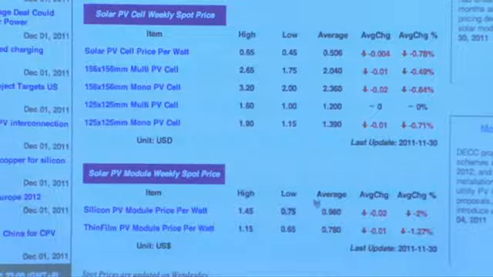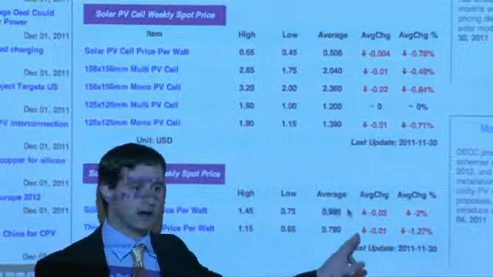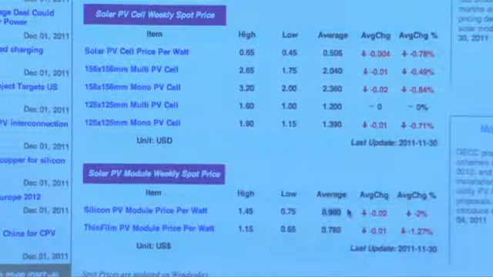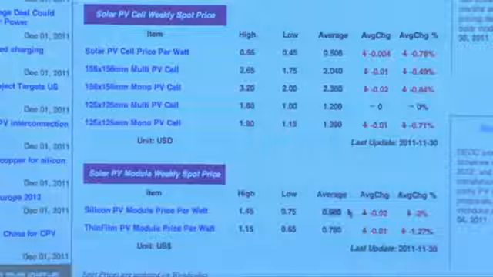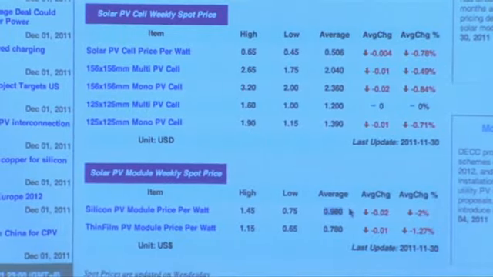This average right here is more representative of what Chinese tier 1 manufacturers are currently selling for, and what many of the US and European, say, average module makers are having to compete against with costs on the order of $1.30. That's the constriction right now.